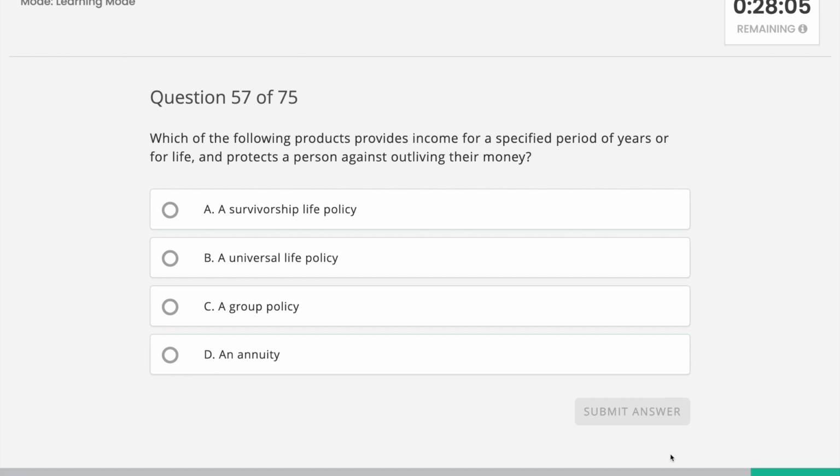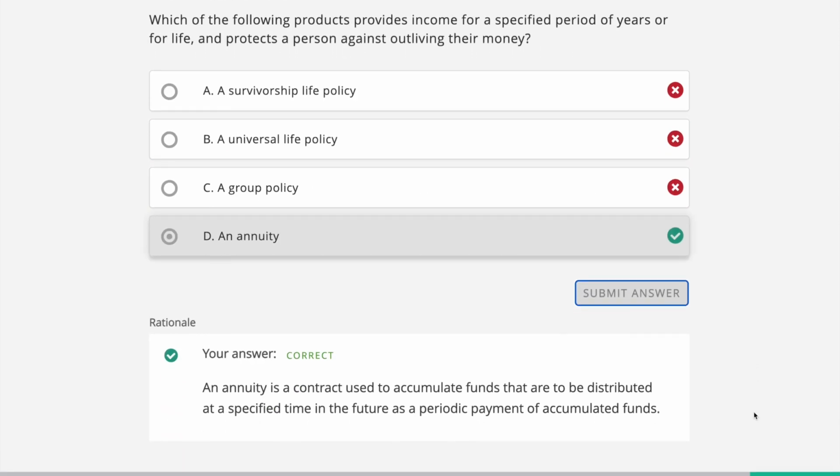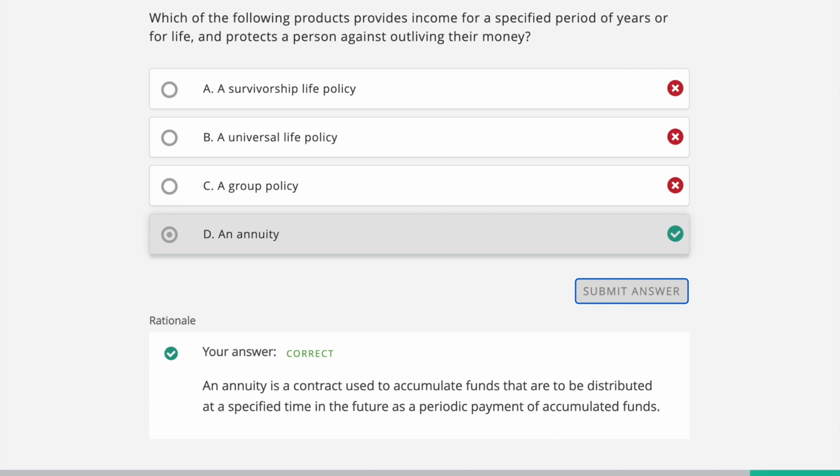What protects a person against outliving their money is an annuity. That's what an annuity does. It provides income for life. That's the whole purpose of it, right?